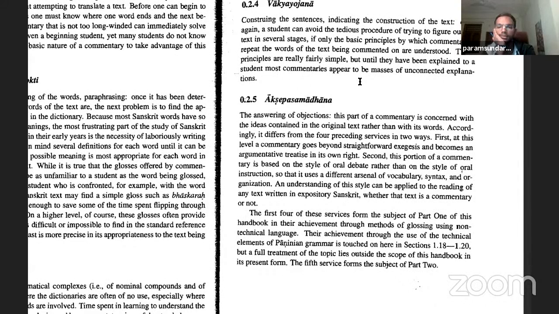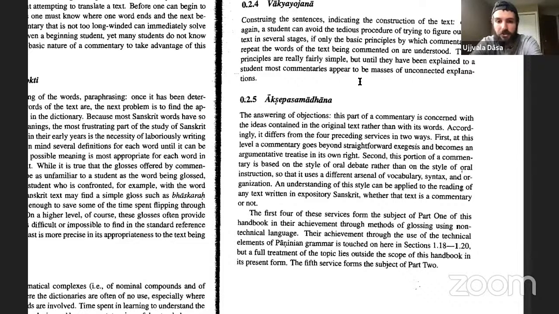The answering of objections. This part of a commentary is concerned with the ideas contained in the original text rather than with its words. Accordingly, it differs from the 4 preceding services in 2 ways. First, at this level, a commentary goes beyond straightforward exegesis and becomes an argumentative treatise in its own right. So you can see it's written in very scholarly, these guys are language philosophers, so it's definitely written in complex English. It becomes an argumentative treatise in its own right.